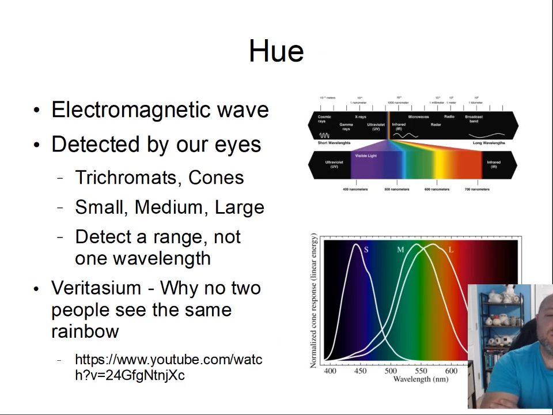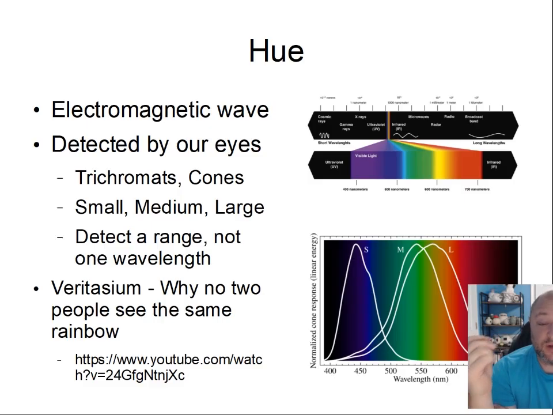Okay, so what is hue? Hue is an electromagnetic wave. It's a part of the electromagnetic wavelengths, and it's what we refer to as visible light. We detect it with our eyes, and we call it the visible spectrum because it's what we can perceive. We are trichromats, so you've probably heard we have rods and cones in our eyes. The cones are what we detect color with, rods is what we detect light with.